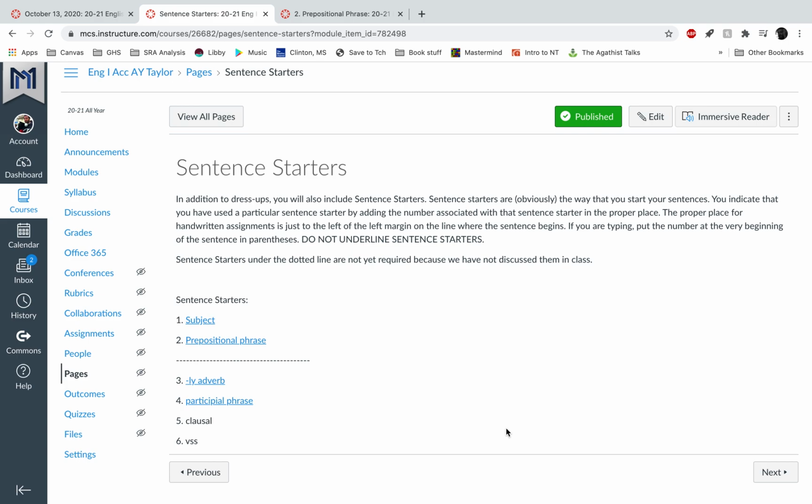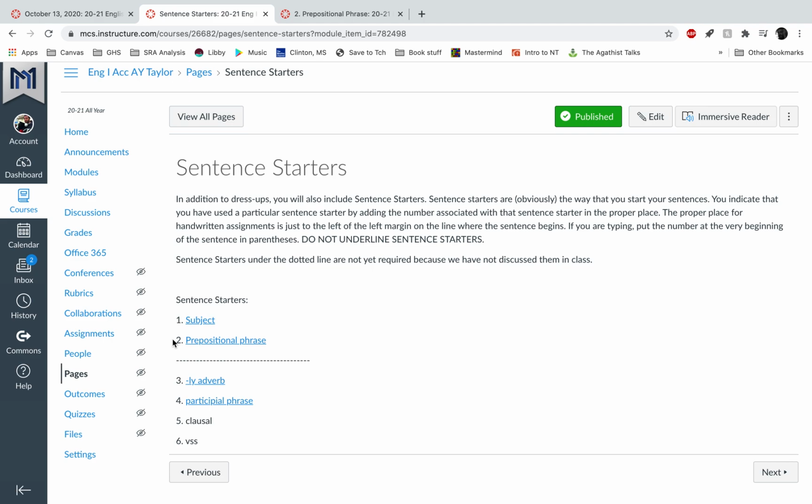Now we're dealing with sentence starters. This is a separate category of stylistic technique. These obviously go at the beginning of sentences. You can read the information that's here. I'm starting off with two of these, subject and prepositional phrase. The numbers beside each of these things actually matter here. So subject is 1, prepositional phrase is 2.